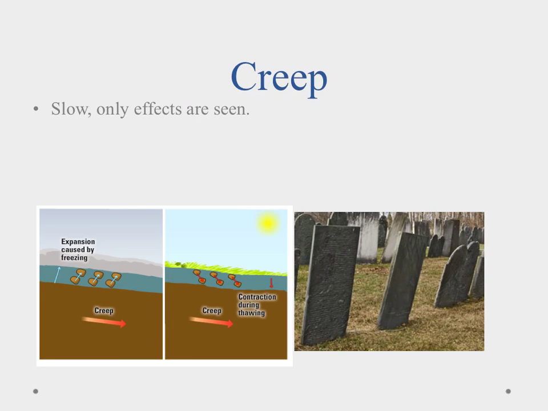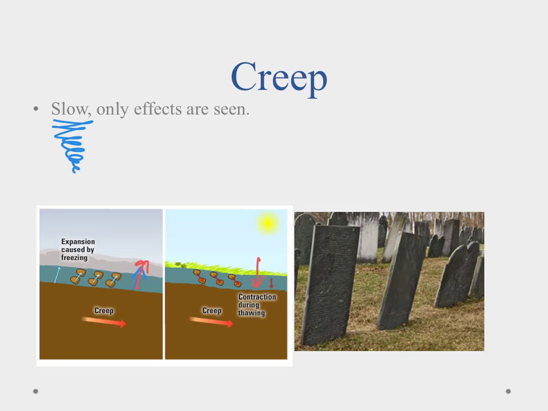And then finally we have creep. And creep is really slow. That's the key. You want to remember that it's slow. Basically you can only really see the effects of it. What it's caused by is freezing and thawing. So as it freezes, it's going to cause it to expand, and then when it thaws out, it'll contract. So we see this over a period of time, this fluctuating of the soil.